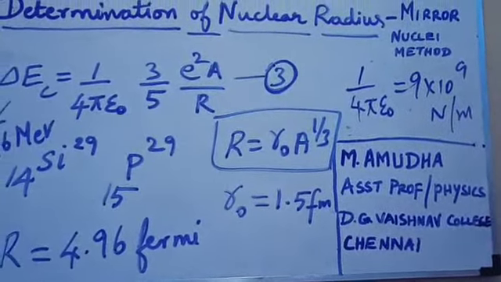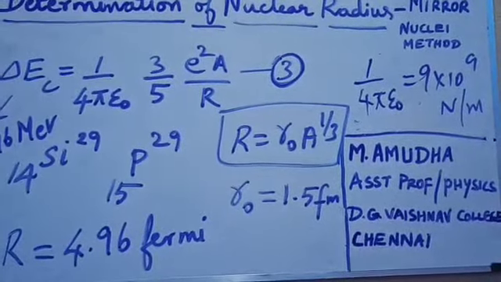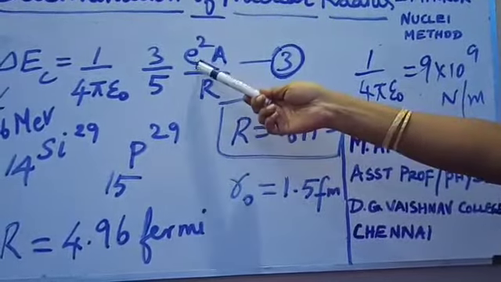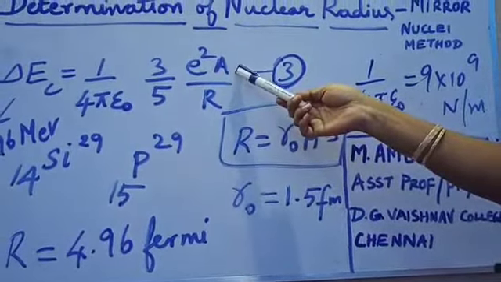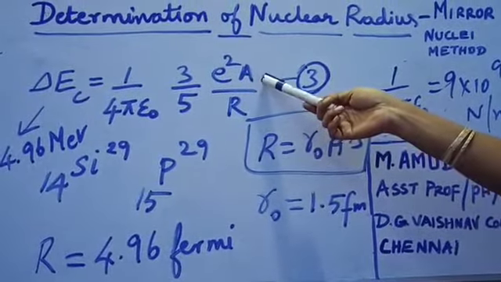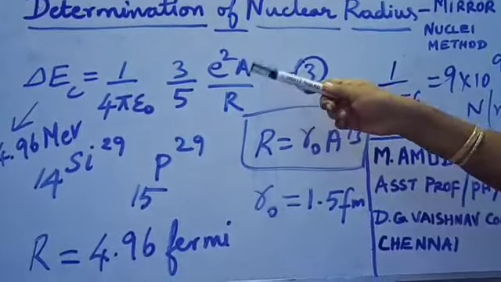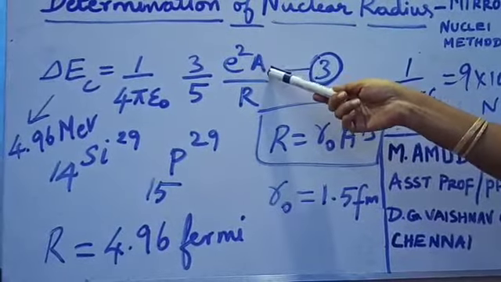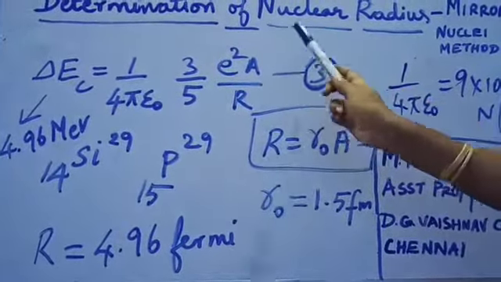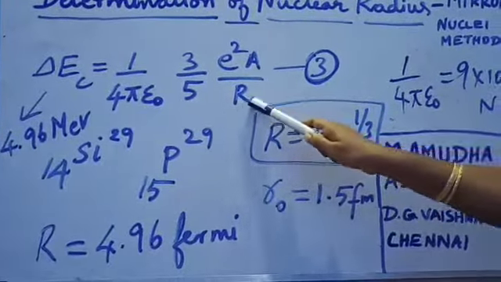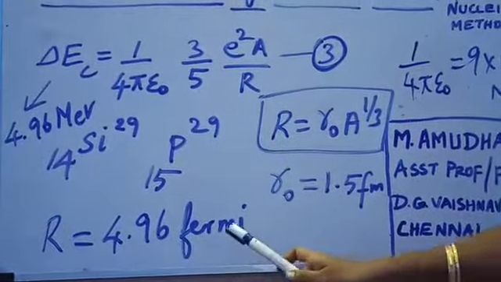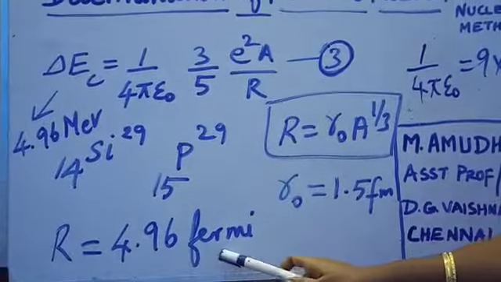So substitute the constant 3 by 5, and then the charge of the proton and the mass number of the nuclei. You know the mass number is the same for both mirror nuclei, so you have to substitute that here. Using this equation number 3, we can calculate the radius of the nuclei. So the radius of the nucleus is calculated as 4.96 Fermi.